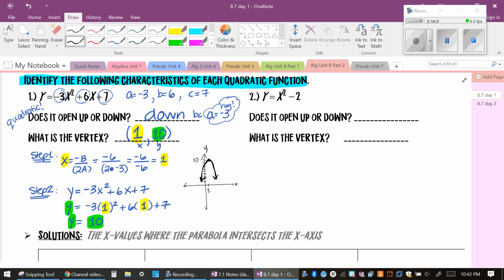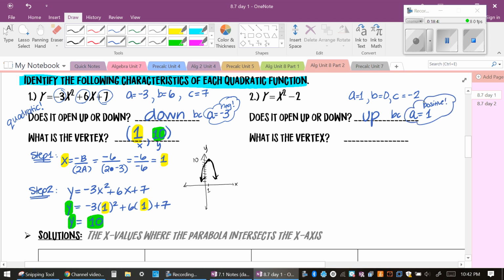Does this parabola open up or down? Let's see, the quadratic term has a coefficient of 1. We're missing the linear term, that's x to the first power, and then the constant term is negative 2. Does this open up or down? What do you think? If you said up, that's correct, because the quadratic term was positive, and that's the one that decides if it opens up or down.